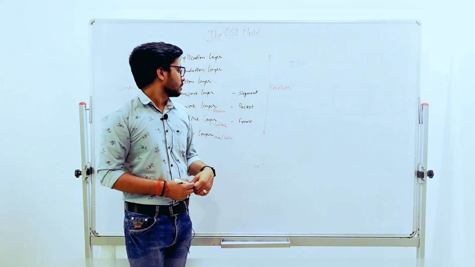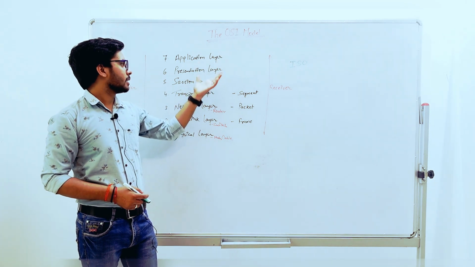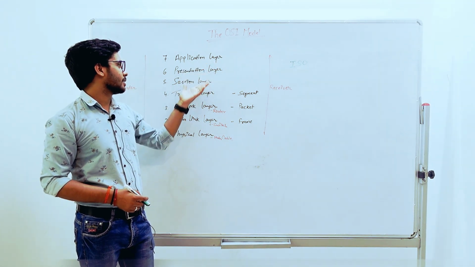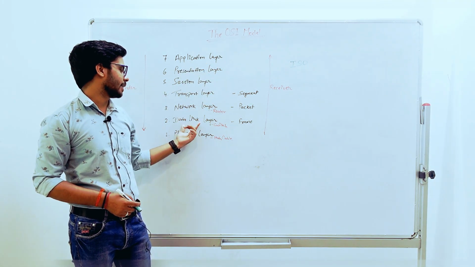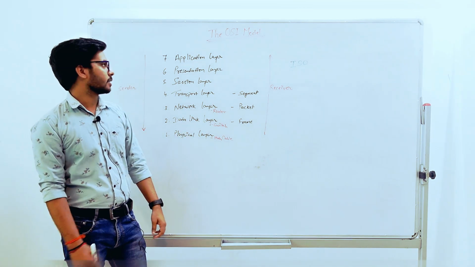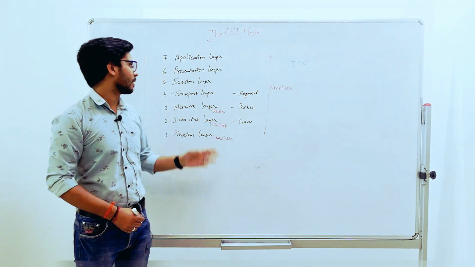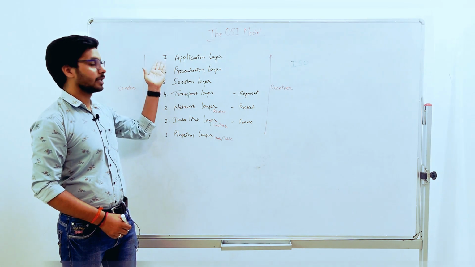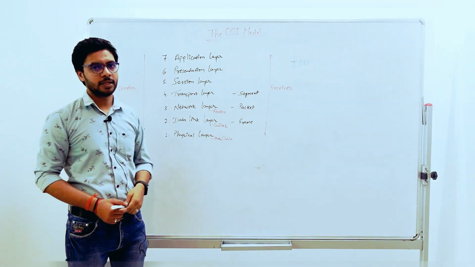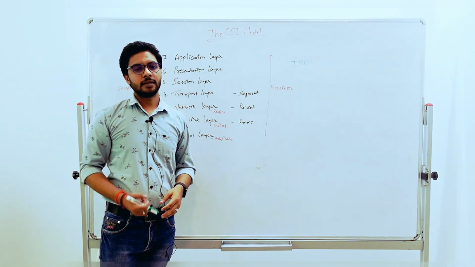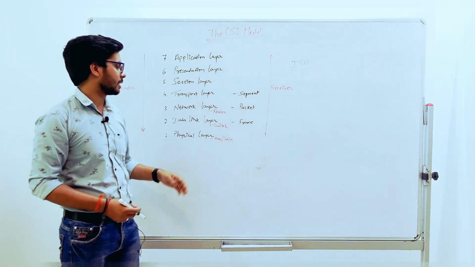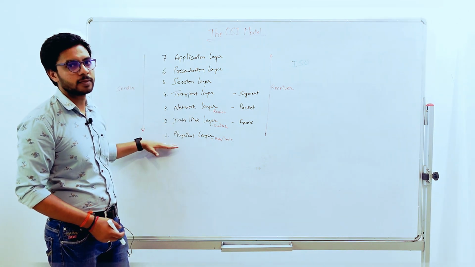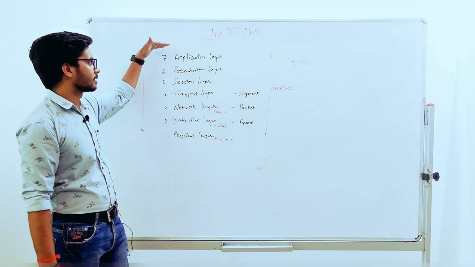Now one by one we'll go through all these layers. We have seen the application layer, presentation, session, transport, network, data link, and physical. But you might ask why the numbering is like this, why 7 is up and 1 is down. Because the layer numbering starts from the bottom, from the physical layer, and goes up to the application layer.